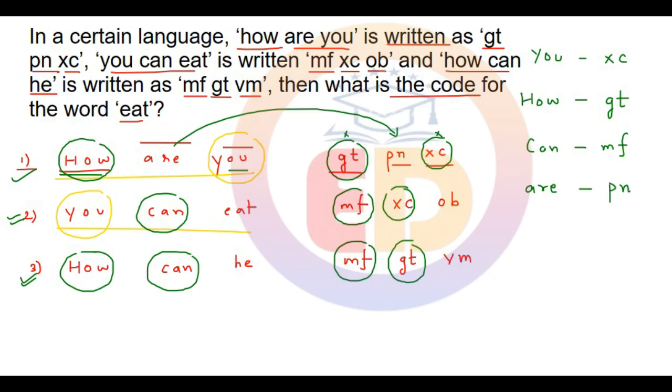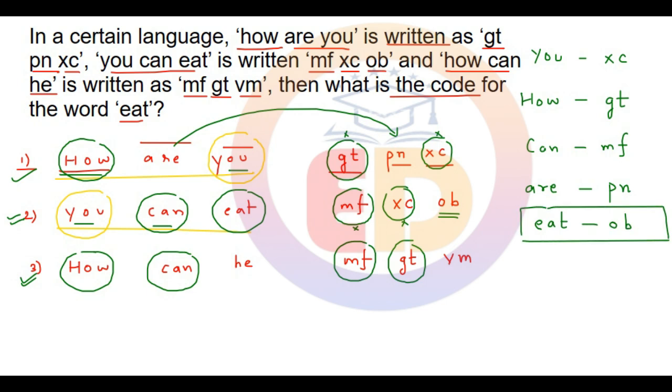In the second, we have found the code of U as XC and can as MF. So the remaining word eat will be coded as the remaining code OB. The code of eat is OB. That is what we have to find out, which will be our answer.